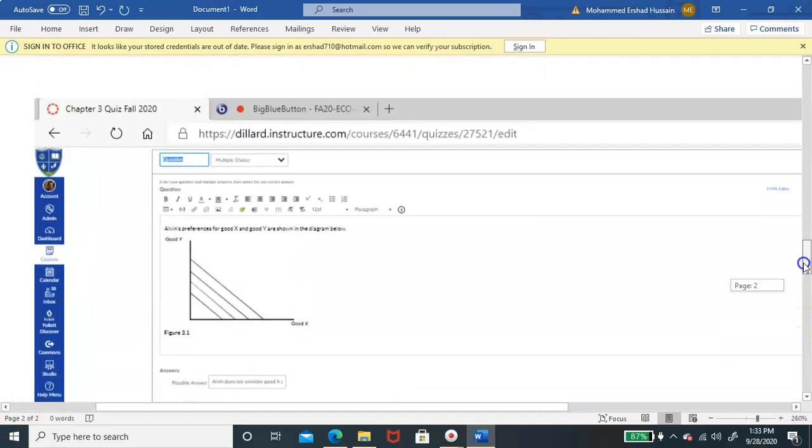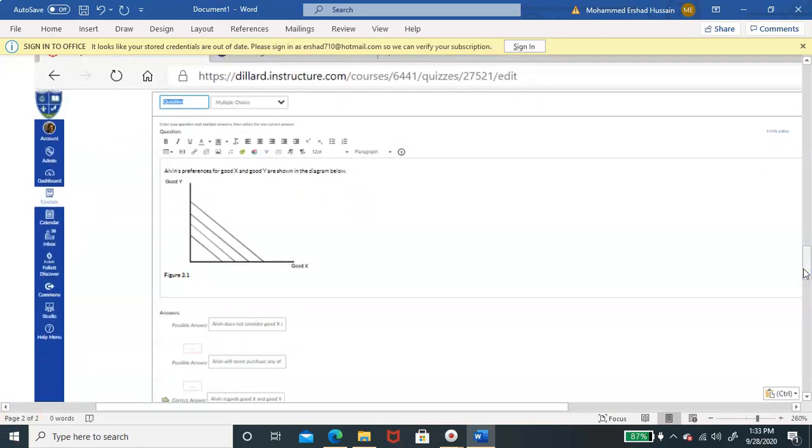so let us take a look at this. Here they give us another example. Suppose Mr. Alvin, this is his indifference curve for good X measured on the horizontal axis, good Y measured on the vertical axis, right? And preferences for good X and good Y are shown in the indifference diagram. So look at this. These are Mr. Alvin's indifference curves, right? And look at that, these are straight lines. So what does that mean?